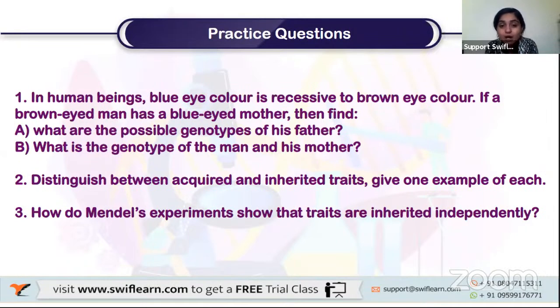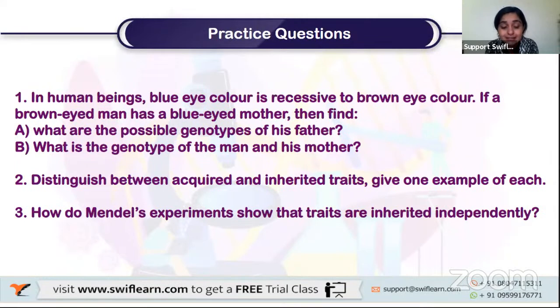Distinguish between acquired and inherited traits. Give an example of each. Okay, so let's do this also, what exactly are acquired and inherited traits. Right now I'm giving a little explanation. Later in the video you will also find the detailed answer written over here. So right now let us try to discuss it rather than just reading it out, right? Distinguish between acquired and inherited traits. Give an example of each.